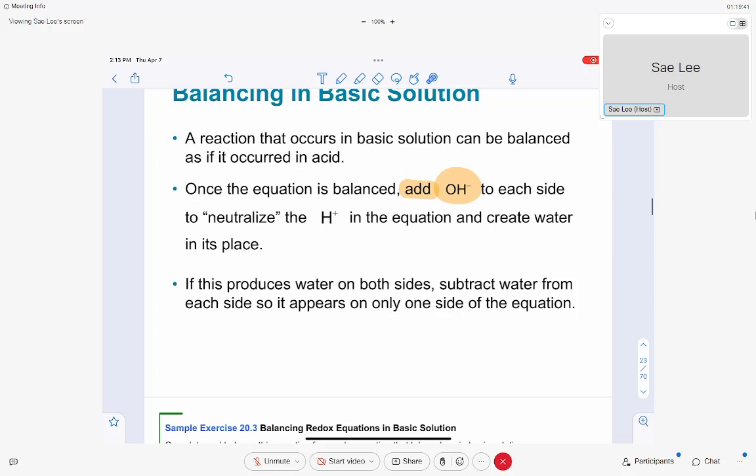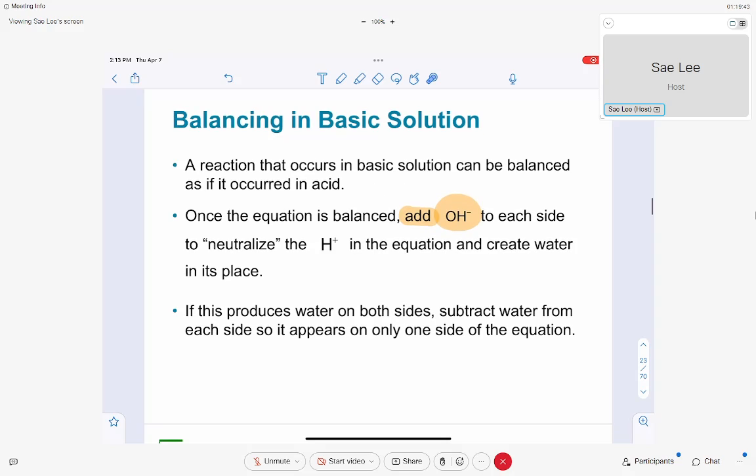So the bottom line is that redox reactions can occur in both acidic solution and basic solution. The way to balance a redox reaction in basic solution is going to be very similar to a redox reaction in acidic solution, but there's going to be a slight difference in the later portion of the balancing of the equation. Okay, so that's the end for today's lecture.